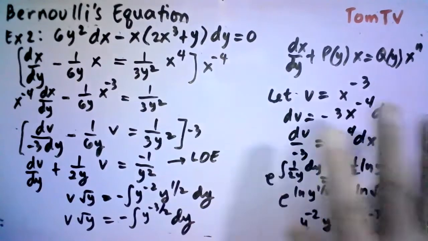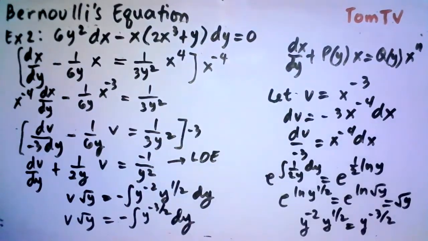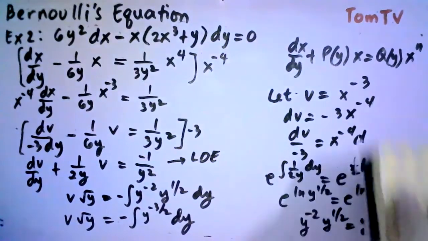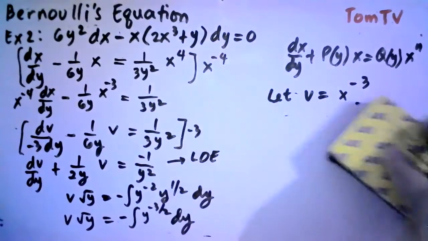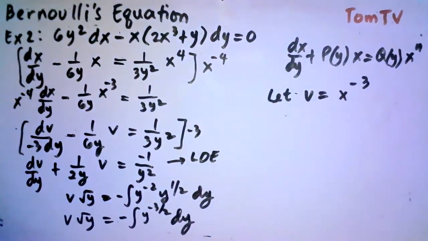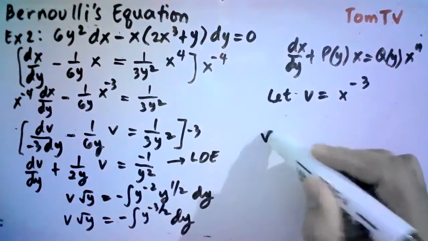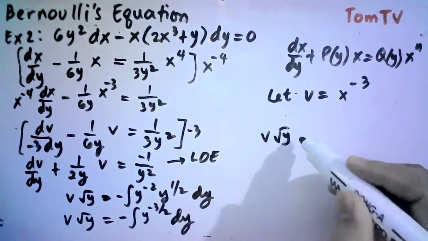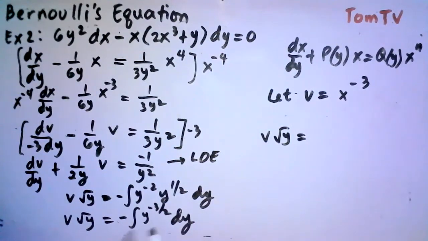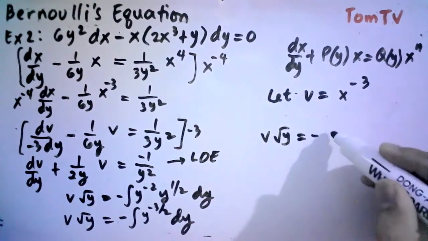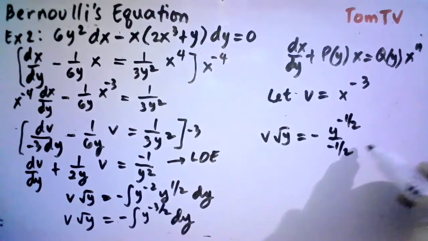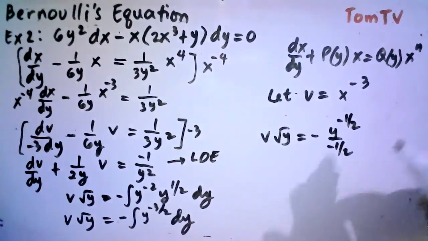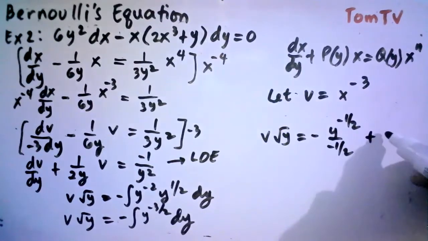Now I will delete this part, so that I have an extra space. Now, v square root of y equals this integral: we add 1 to the exponent, negative 3/2 plus 1, that is negative 1/2. So negative y raised to negative 1/2 over negative 1/2, plus c.